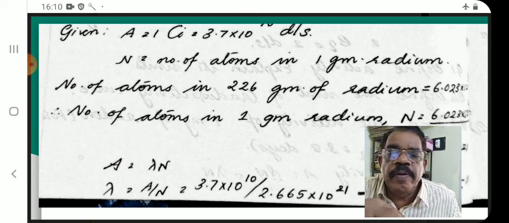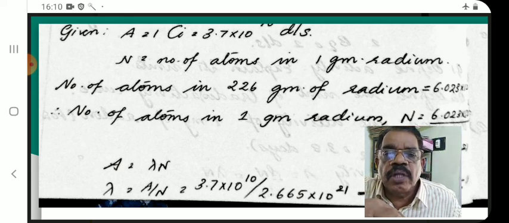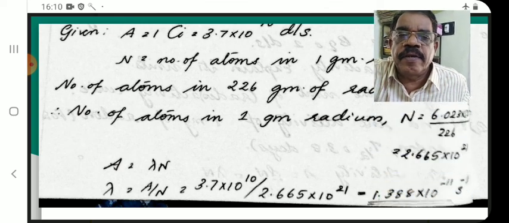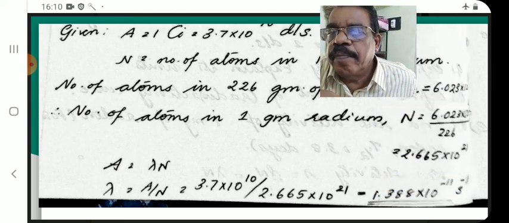That you remember, I got a number. 10 raised to 23 is missing, not clear. 6.023 into 10 raised to 23. You write 10 raised to 23, you add.